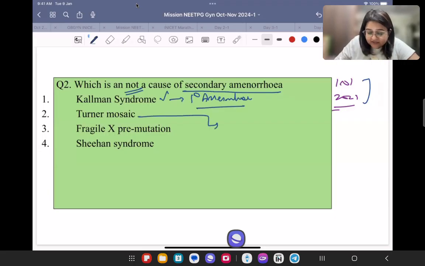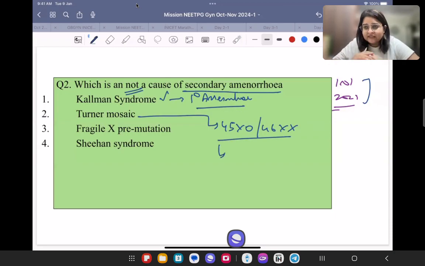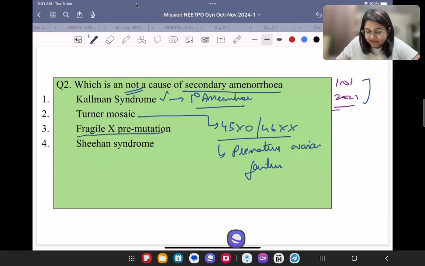Turner mosaic क्या होता है? Turner mosaic means half the cell lines are 45XO and half the cell lines are 46XX. So this patient doesn't have completely streak ovaries. They have some follicles in the ovaries. She will have a few cycles, maybe a few years of periods, but then she will end up in premature ovarian failure. ठीक है.